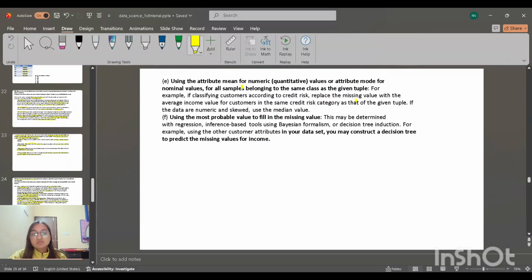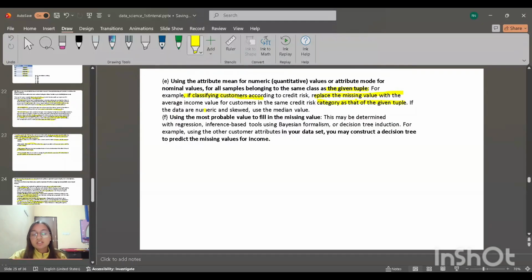Using the attribute mean for numeric quantitative values and the attribute mode for nominal values, for all samples belonging to the same class as the given tuple. For example, if classifying customers according to credit risk, replace missing values with the average income value for customers in the same credit risk category as that of the given tuple.